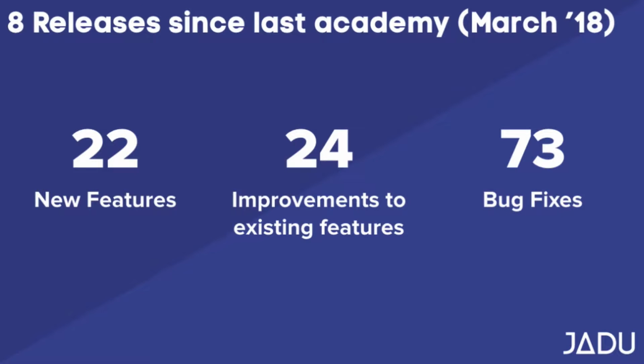Going to start off with just a general update on what the XFP team has been doing since the last academy. So we've had 8 releases. We have introduced 22 new features. We've improved on existing features 24 times, and we've put in 73 bug fixes in those 8 releases. A lot of these things are going into the new form builder. The way that the new form builder has been designed allows us to iterate a lot quicker than we used to be able to.